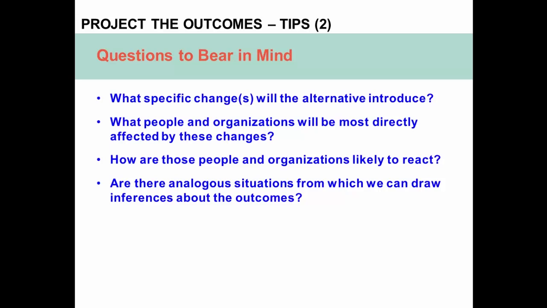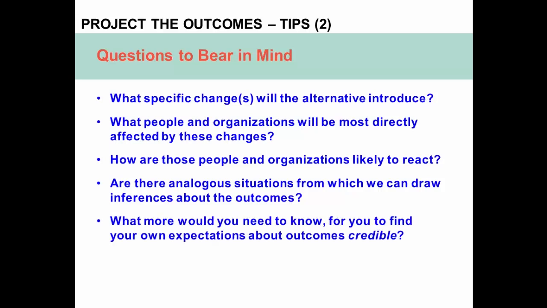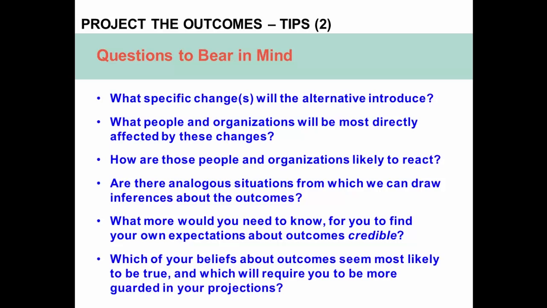And now 2 questions about your thinking as an analyst. First, what more would you need to know for you to find your own expectations about outcomes to be credible? And lastly, which of your beliefs about these outcomes seem most likely to be true, and which require you to be more guarded in your projections? And of course, there'll be room when we arrive at our recommended policy and tell our story at the end of the Eightfold Path to nuance our recommendation based upon our confidence in our projections.